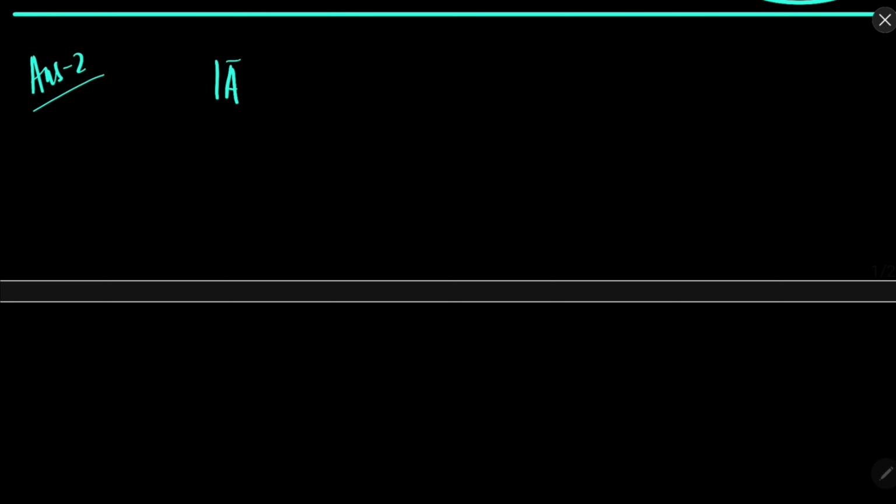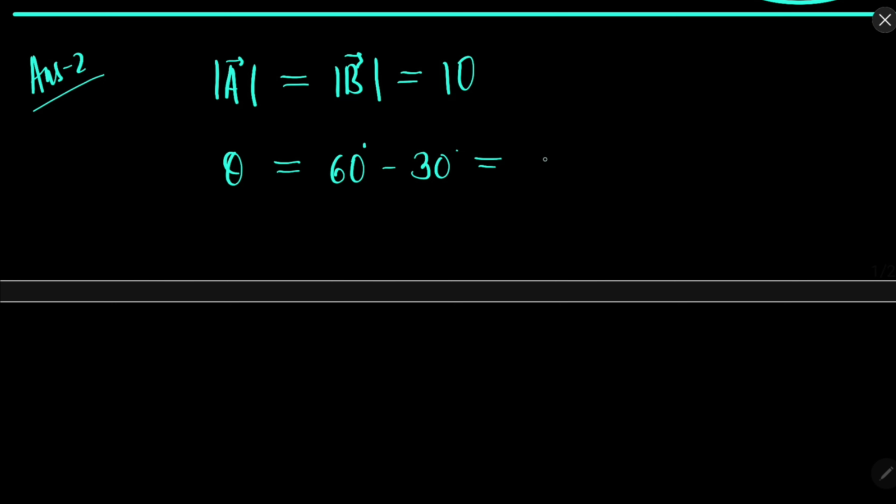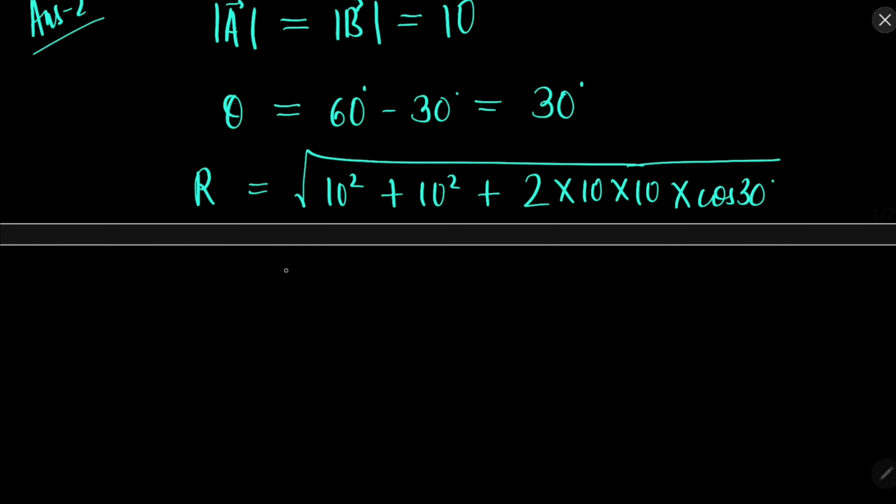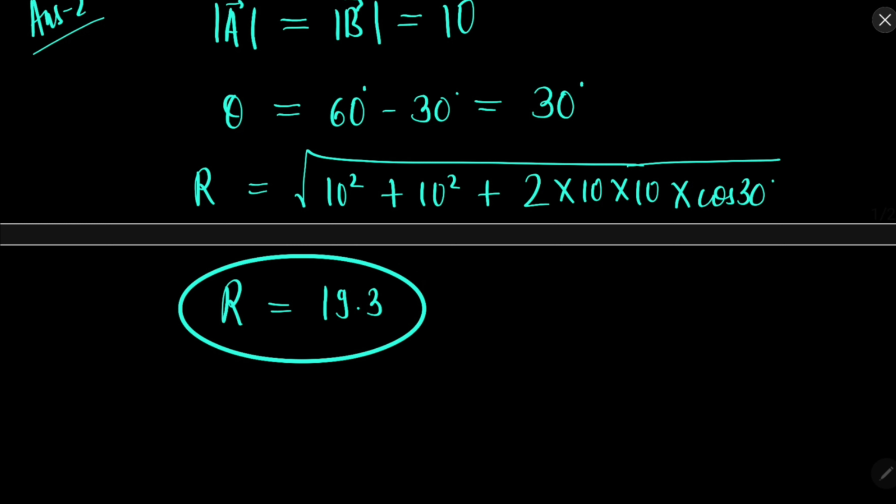Let's first write the magnitude which is given. Magnitude is the same for both the vectors, 10 units. 10 units can mean 10 centimeters, 10 meters, anything. Then the angle between the two vectors will be 60 degrees minus 30 degrees, that is 30 degrees. So what will be the resultant magnitude? 10 square plus 10 square plus 2 into 10 into 10 into cos 30 degrees, just like the above question. After solving this you will get 19.3 units. The resultant will be 19.3 units.